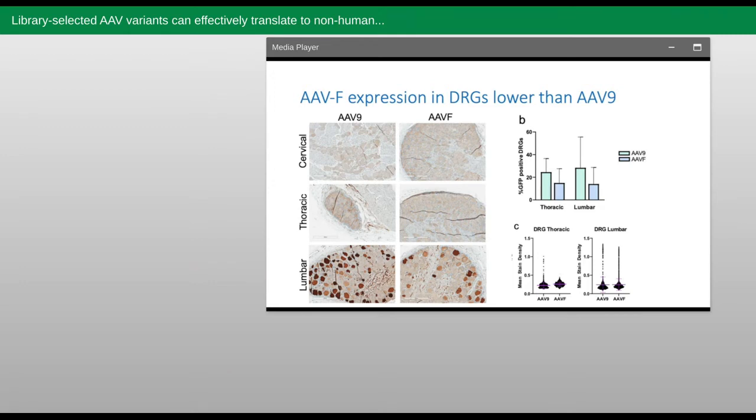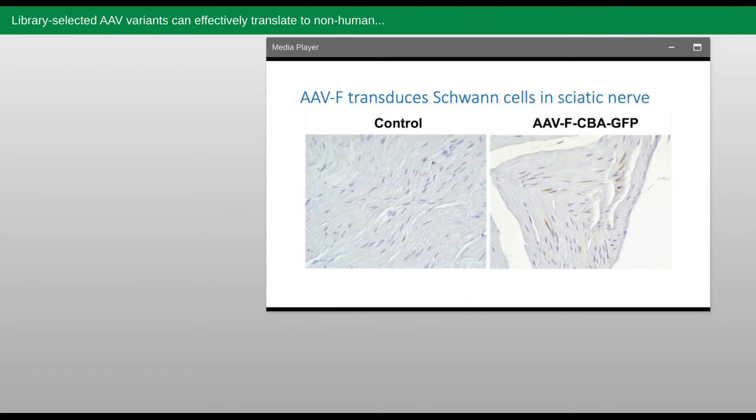So we wanted to look at DRGs to see how AVF did with them. And we were surprised that despite the slightly higher expression in interneurons and motor neurons, expression in DRGs with AVF was actually lower than that of AV9, with staining intensities similar between them. We were surprised to see this. Also, when we looked in the sciatic nerve, we saw sparse but consistent transduction of Schwann cells with AVF that we have never seen before with AV9, which we were really interested to see.